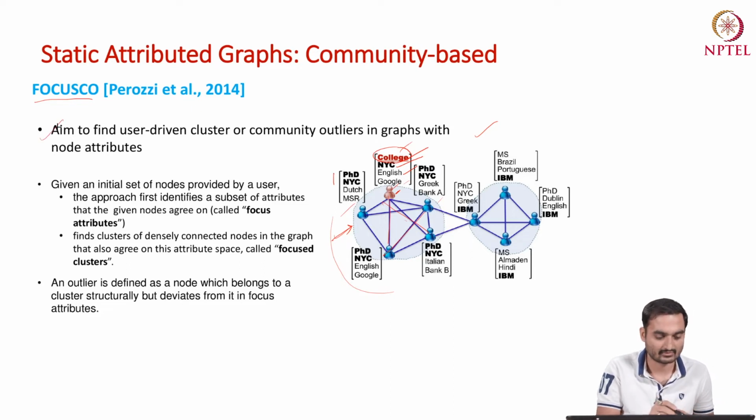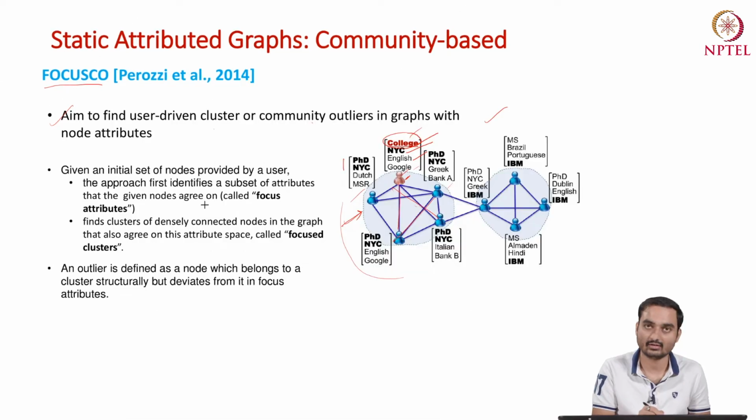So, the aim is to find user driven clusters or communities, and therefore we aim to identify user driven community outliers in a graph with node attributes. As I mentioned, we try to identify focus attributes or important attributes, and then it finds clusters of densely connected nodes in the graph that also agree on this attribute space, called focus clusters.